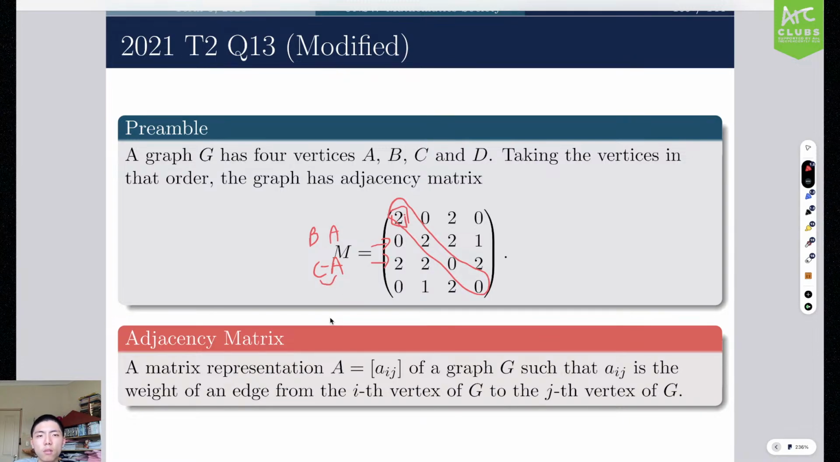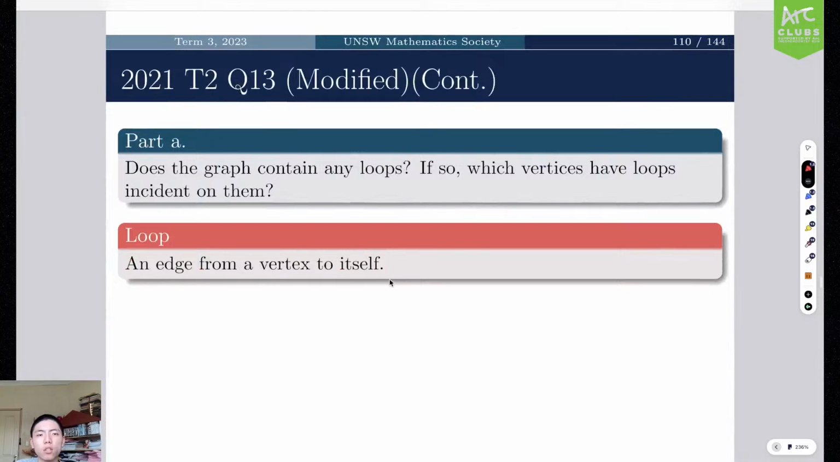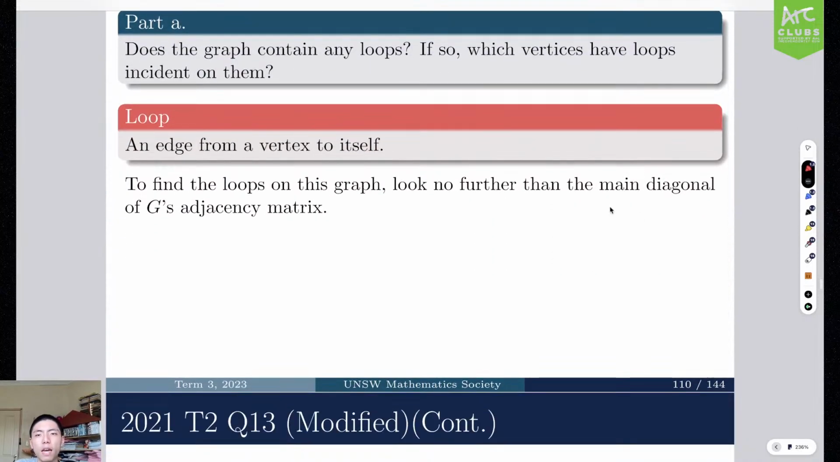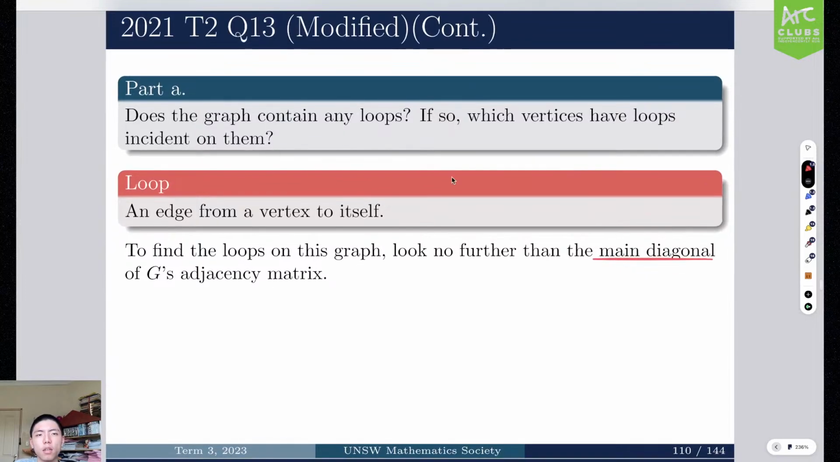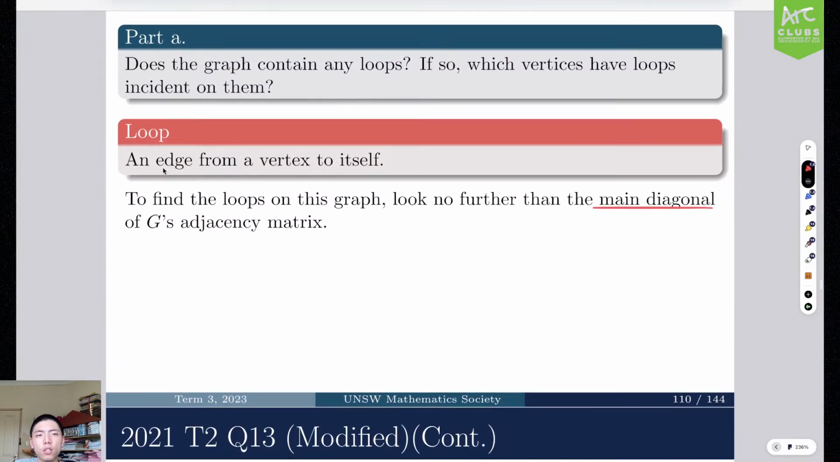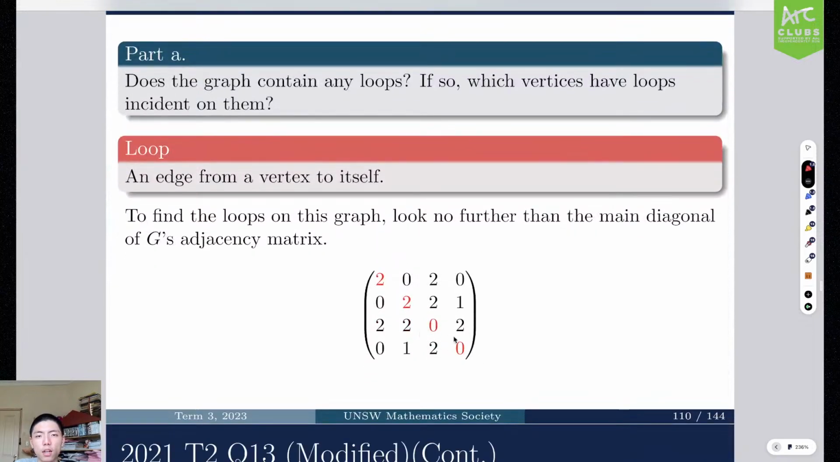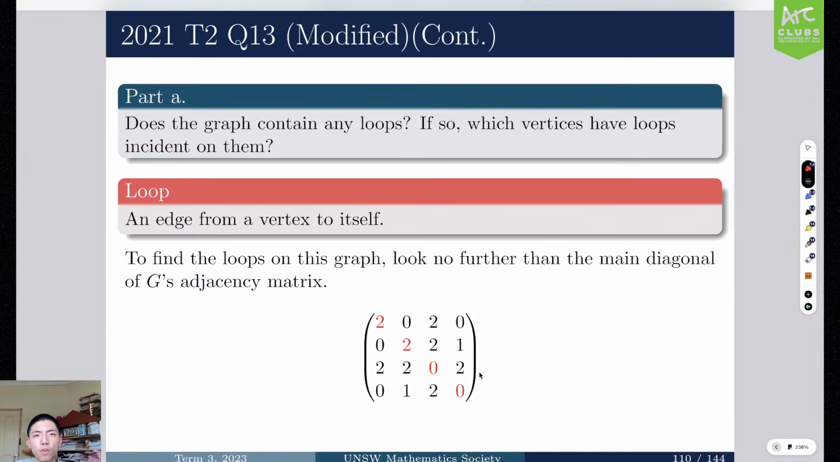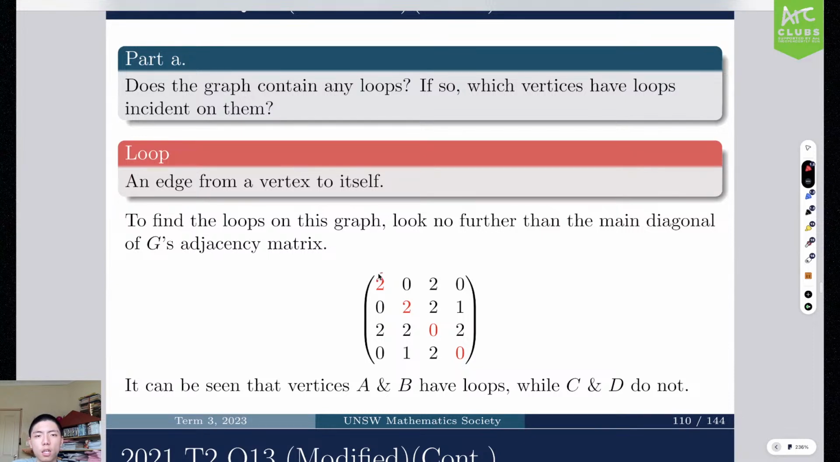So here, because we are only looking at the loops, we only need to consider the main diagonal of our matrix, because loops are only the edges from one vertex to itself. Looking at the diagonal here, if the number is non-zero, then that means there exists an edge from that vertex to itself because it lies on the diagonal. So these ones are the non-zero ones. A, B, C, and D.